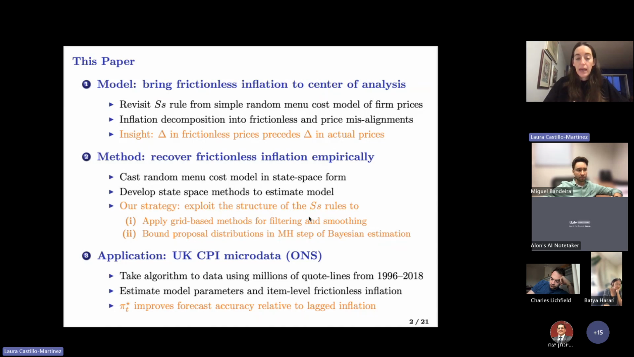We're going to be estimating, as I was saying, the parameters of the model and recovering the frictionless inflation at the item level. Finally, I'm going to circle back to this first insight where I said, in the model changes in frictionless inflation and frictionless prices precede changes in actual prices. I'm going to show you that once we estimate aggregate frictionless inflation, we can use it to improve the forecasting accuracy of actual inflation. So in that sense, we believe that this is an empirical object that's very interesting if you are thinking about where the economy is moving next.